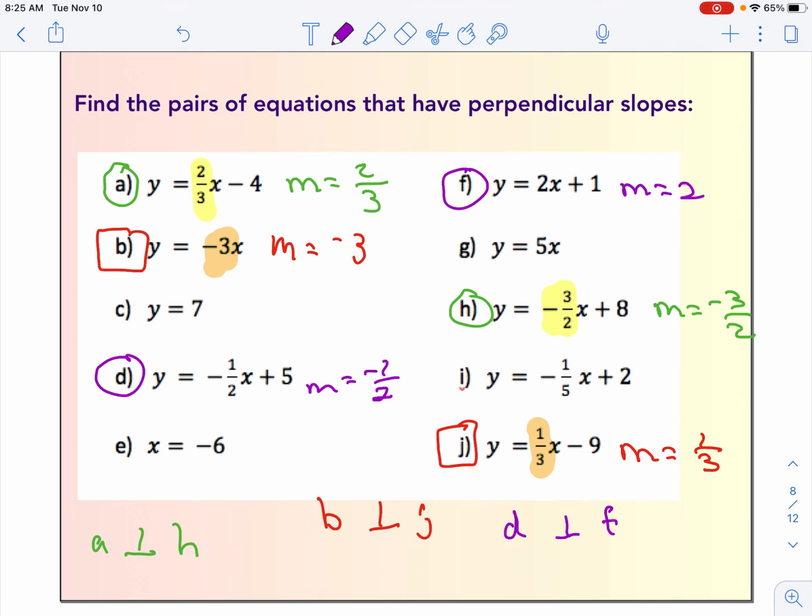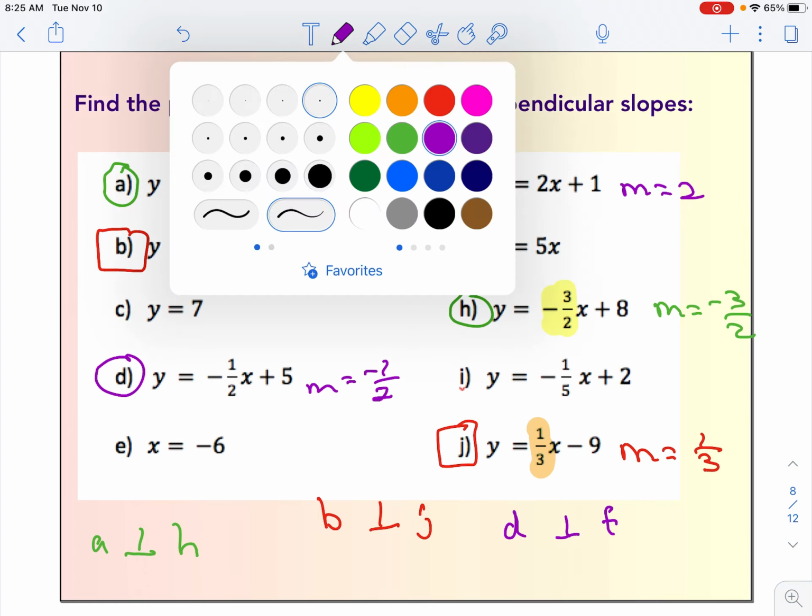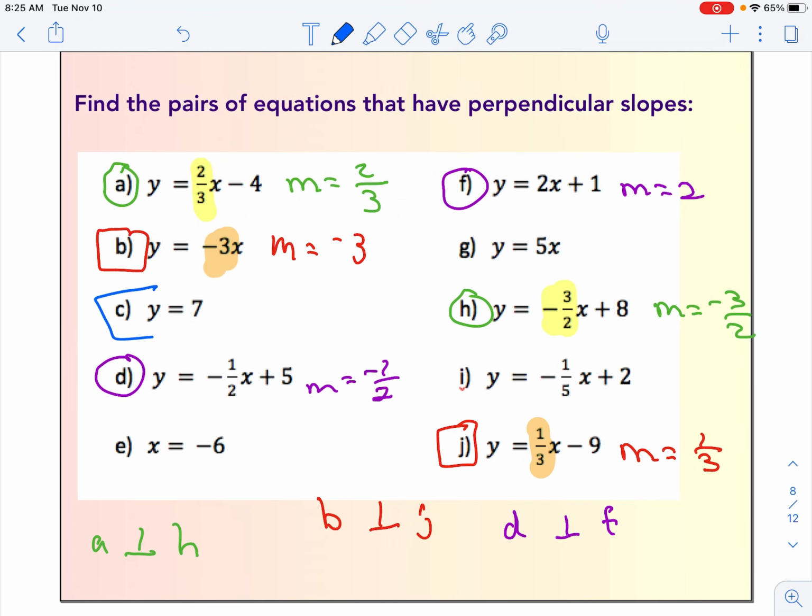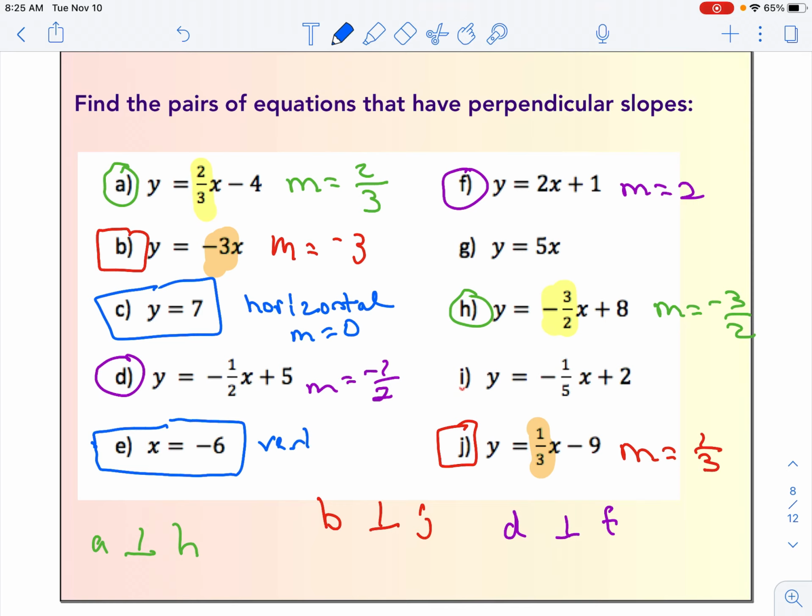Now, what you might not have realized is that these two lines are actually perpendicular, because this line goes to the y-axis, so this is a horizontal line, so your m equals 0, and this is a vertical line, and your slope is undefined.